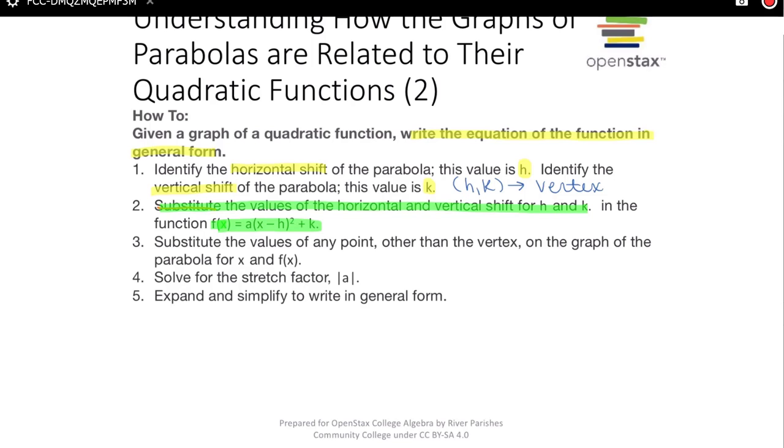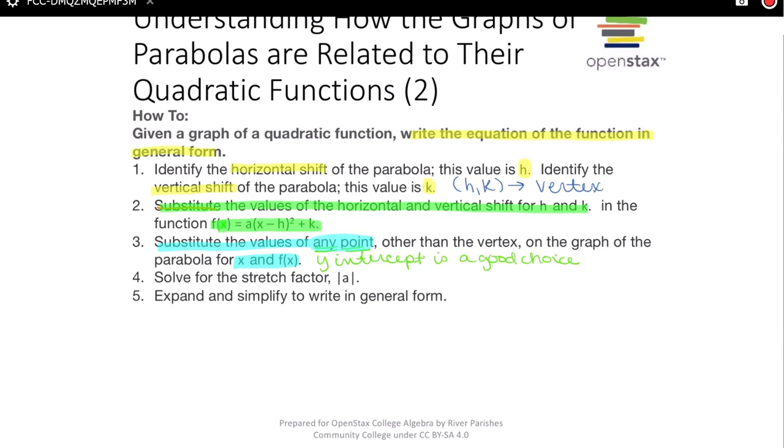Then once we do that, we're going to choose another point on the graph and substitute that in for x and y. So any point on the graph, other than the vertex, because we've already substituted that in for h and k. We substitute that in for x and y, or for x and f of x. I usually choose the y-intercept. So that's a good choice, but it's not the only choice. You can choose any point on the graph.